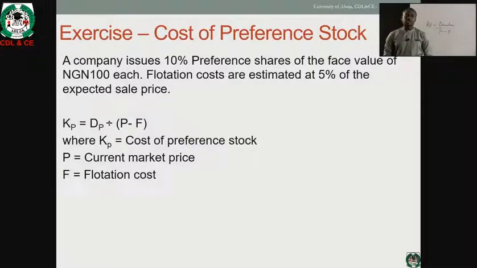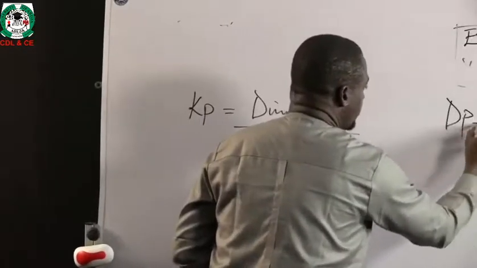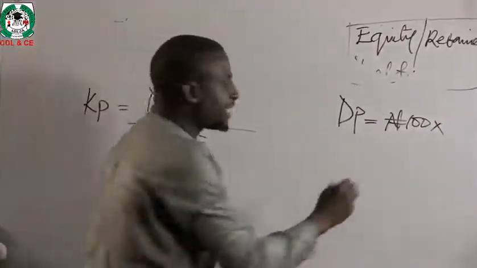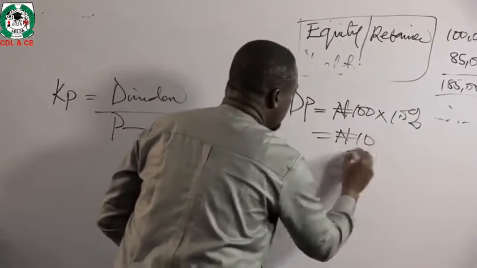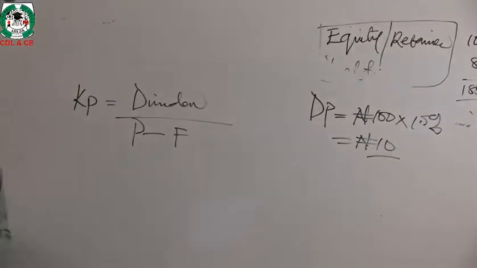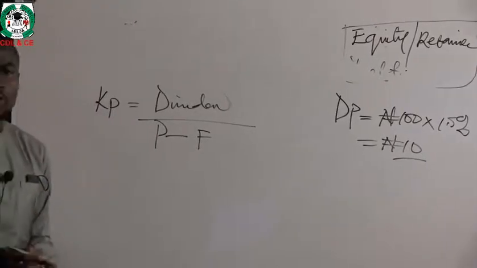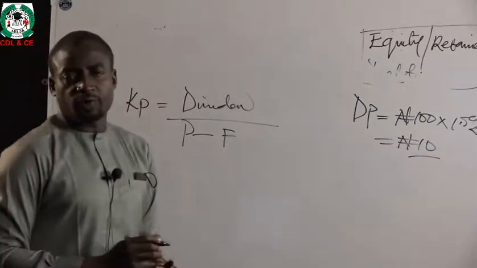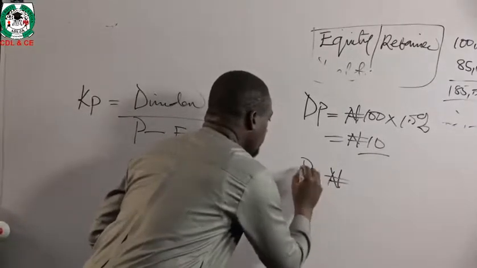And the cost of capital is always the dividend that the organization will have. Dividend from this question means the dividend per share will be equal to 100 naira times the percentage attached to it, which is 10%, which therefore means the dividend per share is 10 naira. Then we are given the market price of the shares and also the flotation cost, which is 5% of 100, giving us 5 naira.